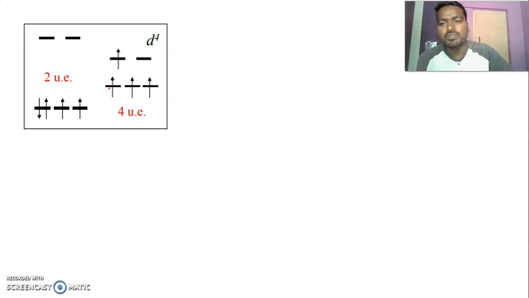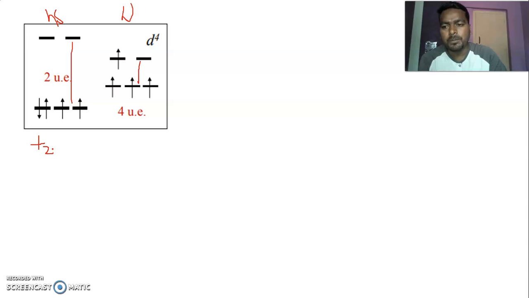In D4, we can observe 2 different electronic configurations. See, the crystal field stabilization energy is less and high in this case. Maybe this is a strong ligand and this is a weak ligand. In case of a strong ligand, the configuration is T2g4 Eg0 in case of strong field. But in case of weak ligand, T2g3 Eg1. So this is low spin complex and this is high spin complex.